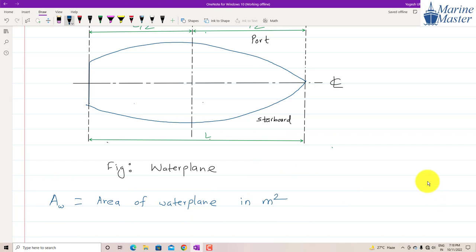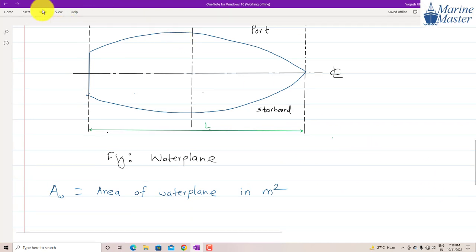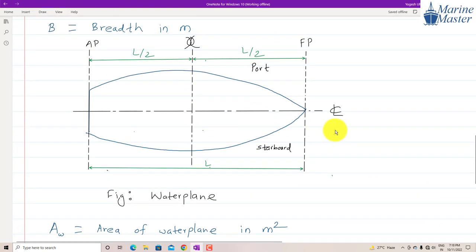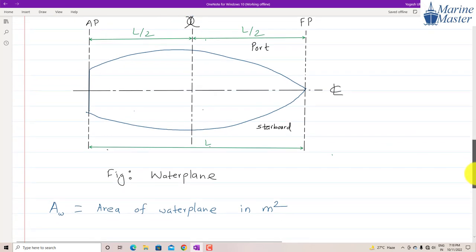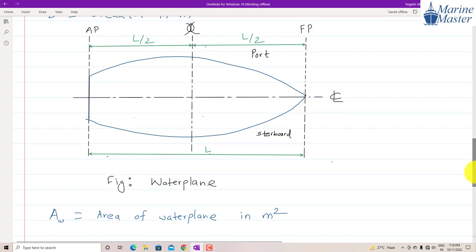So guys, before going further, what you have to do? Just draw this figure, guys. Everyone, before going further, just draw this figure. This figure denotes the water plane area. Please everyone, draw this figure.